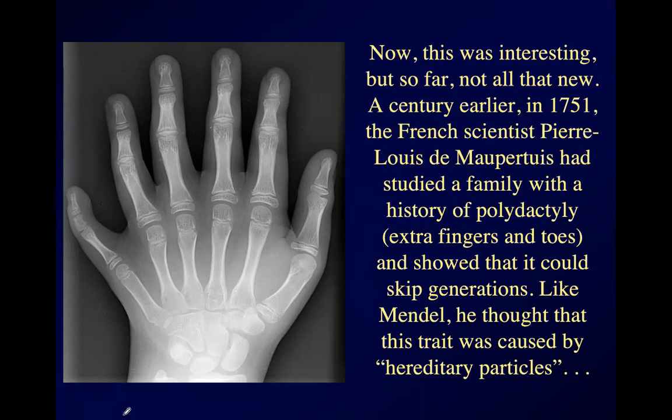He had made a record of their family tree. He'd worked out who in the family had had extra fingers. And he had also showed that in humans, polydactyly can skip generations in exactly the same way that white flower color can skip generations in peas. Like Mendel, he thought that this trait must be caused by some sort of hereditary particles, some little thingamabobs rattling around inside human cells that cause people to be born with either five fingers or in some cases, more than five fingers. So this is interesting, but so far it's not that new.